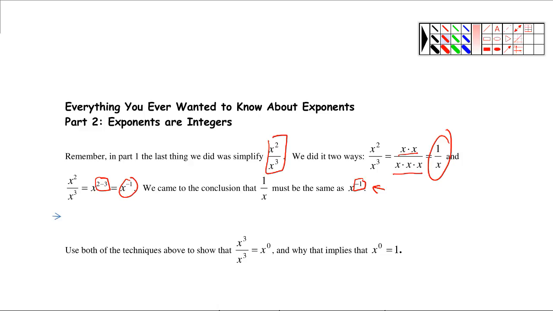Let's take a look at another problem where we get another exponent that is not a counting number. What happens if you simplify x to the third divided by x to the third? Well, you can subtract the exponents. You get x to the 3 minus 3, and you get x to the 0. But we already know x to the third over x to the third is equal to 1. Therefore, x to the 0 means the same thing as 1.